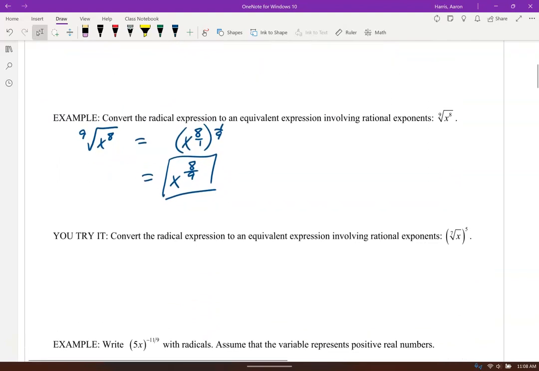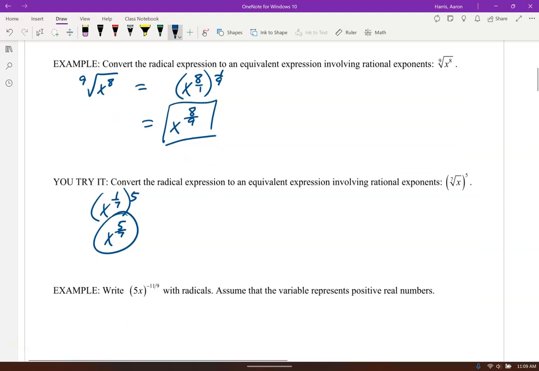All right, why don't you guys do that? You try it. You can go ahead and punch it into the chat there with the caret symbol, the shift 6 for the exponent. So that's x to the 1/7 to the 5th, power of a power. Go ahead and multiply those. Good. x to the 5/7.